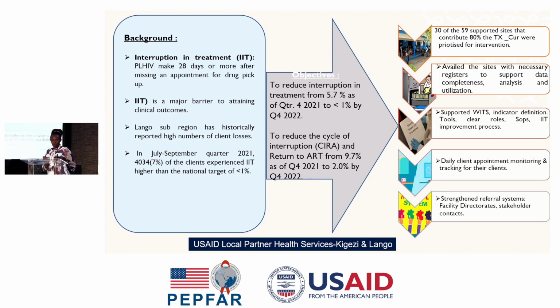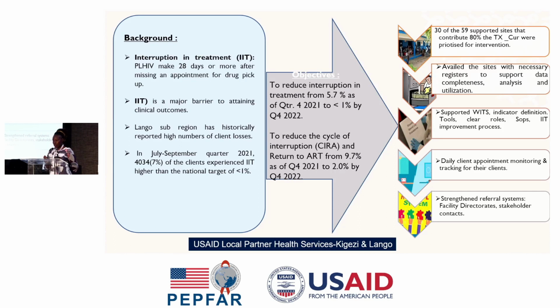So as a region, we could not continue like this. So we set out to reduce this. When we pulled out sites that are supported by G2G, and focused on the ART sites that are supported by the local partner activity, our IIT was 5.7%, which was still high. So we targeted to reduce it to less than 1% by end of quarter 4 of 2022. We also had a CIRA, that is cycle of interruption and return to ART, which was 9.7. The M&E teams normally monitor these two together. So we targeted to reduce our CIRA to 2% by the same period of time.